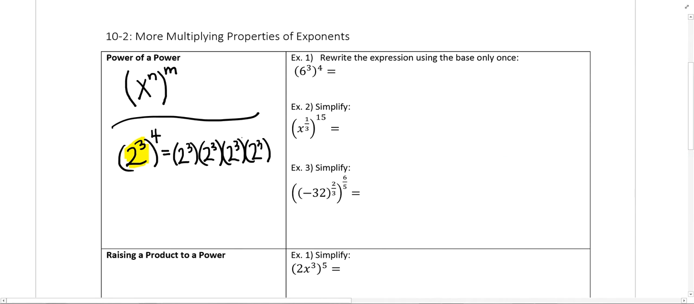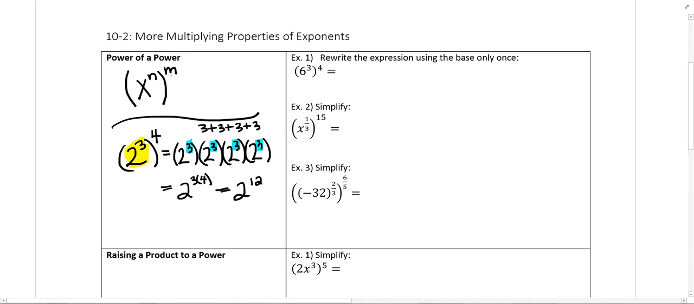So then we know from a previous lesson that when you are multiplying things of the same base, you would add these exponents. So if we add 3 plus 3 plus 3 plus 3, that is the same as 3 times 4, because we know that repeated addition is the same as multiplication. So that would give us 2 to the 12th power.